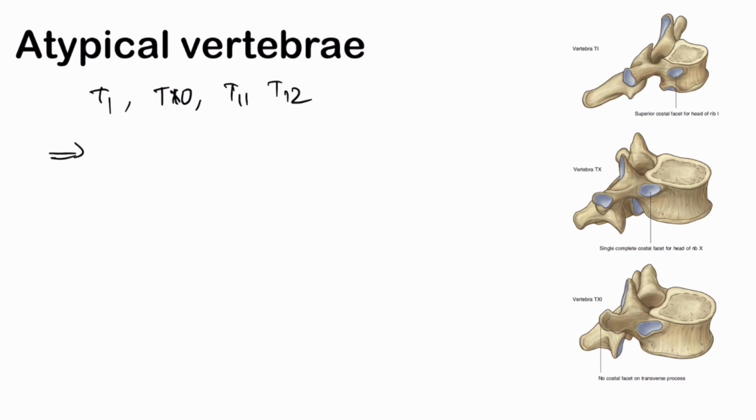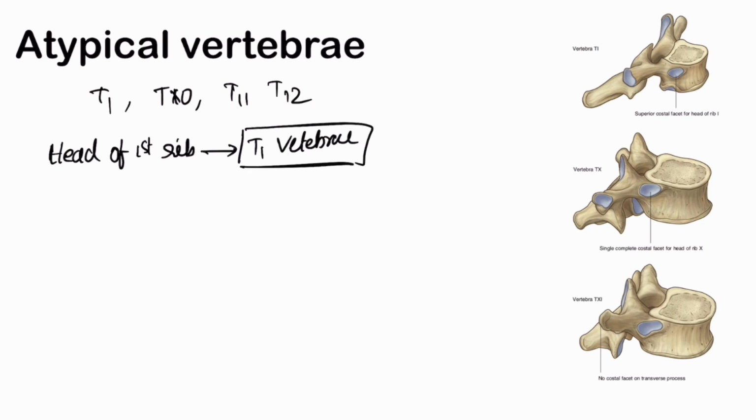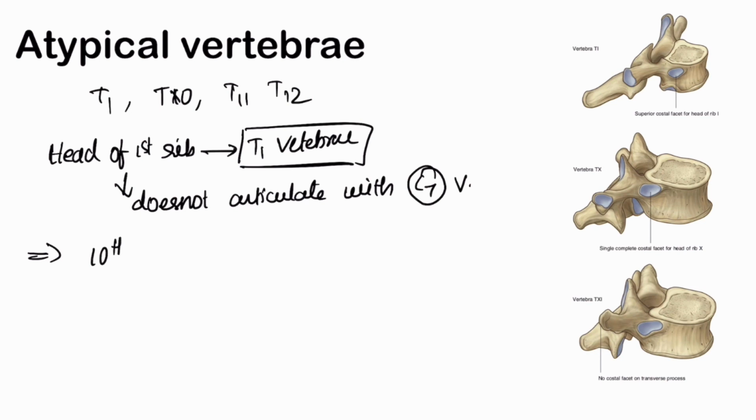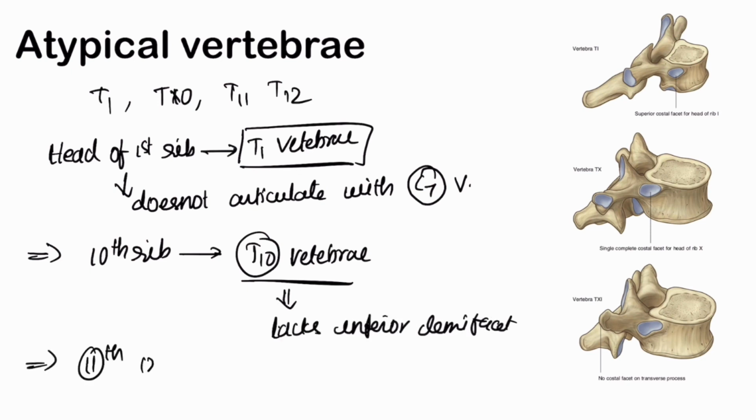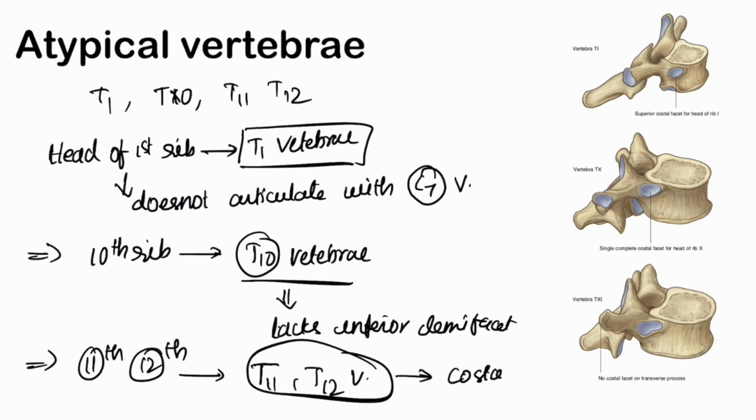In the T1 vertebrae, the head of the first rib articulates completely with the T1 vertebrae. Superior facet of the head of the first rib does not articulate with the seventh vertebrae of cervical region. It completely articulates with the T1 vertebrae. Similarly, 10th rib also articulates with only the T10 vertebrae, as it lacks the inferior demifacet. The heads of 11th rib and 12th rib articulate with the T11 and T12 vertebrae. These vertebrae lack the costal facets.